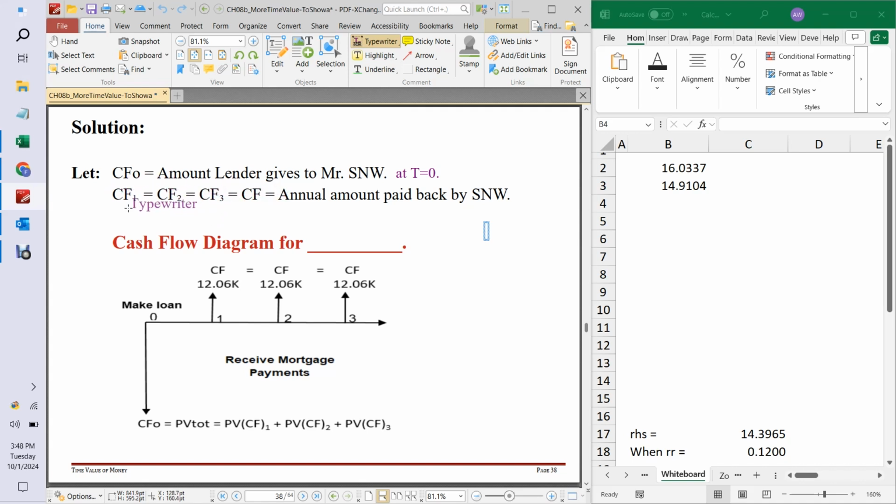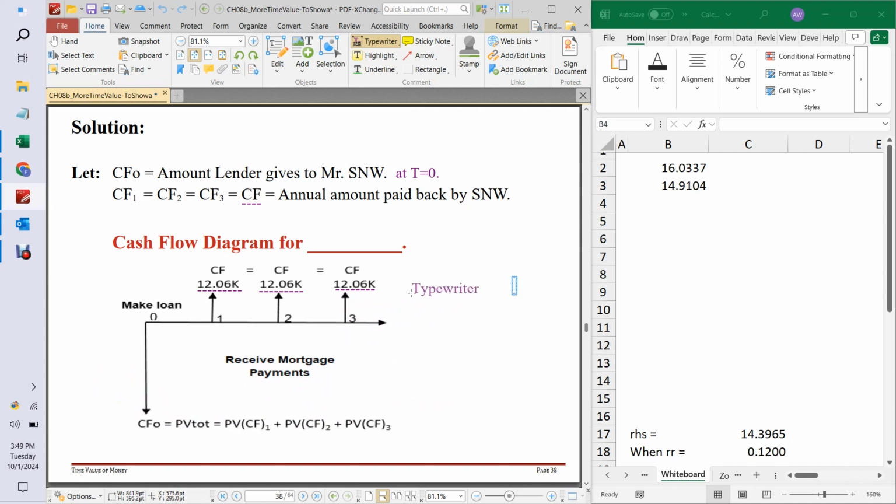Mr. Small Net Worth's future payments, payment 1, payment 2, payment 3, are going to be constant, so we can just call them CF. And we know the amount of that CF. At the end of years 1, 2, and 3, the CF that Mr. Small Net Worth is going to pay is shown down here on the cash flow diagram, and it's $12,060.